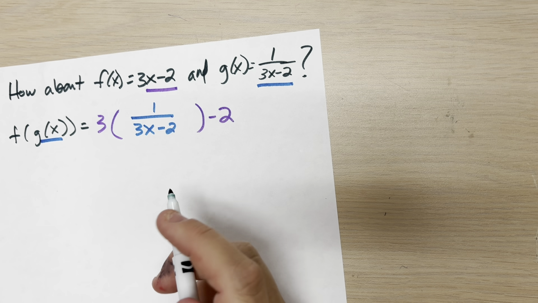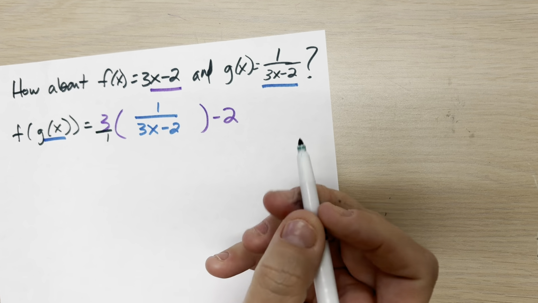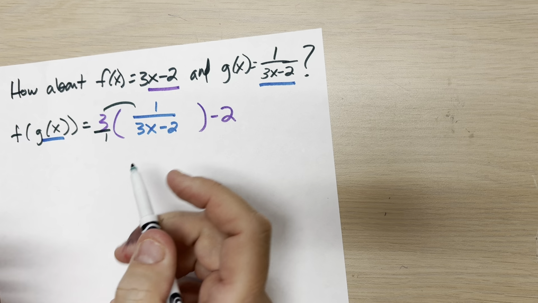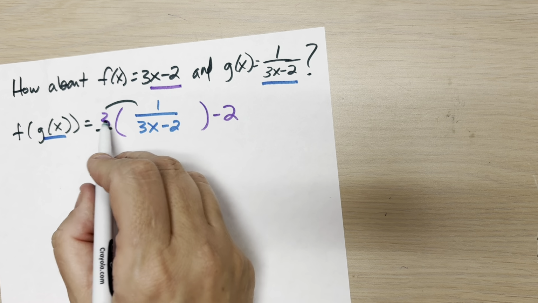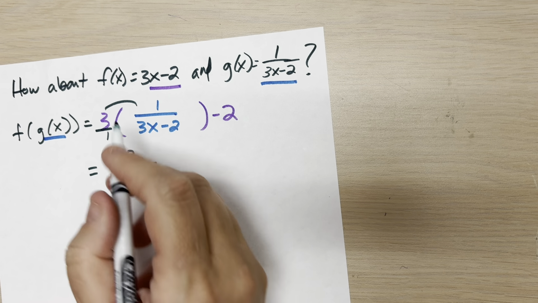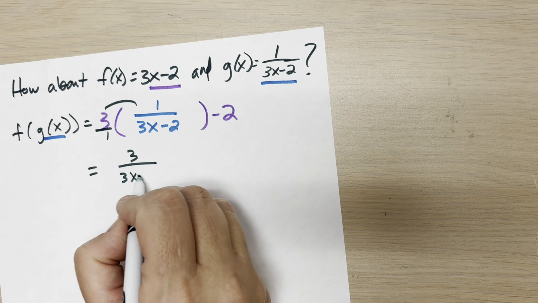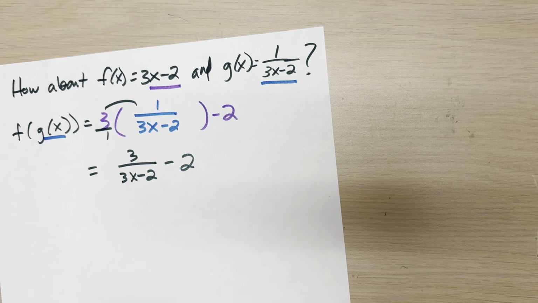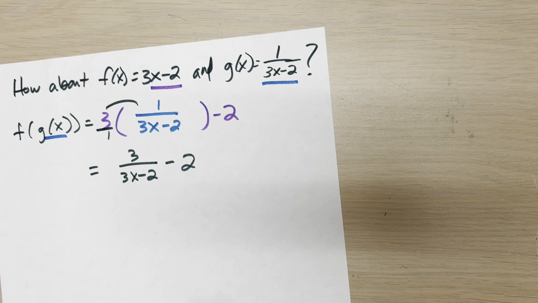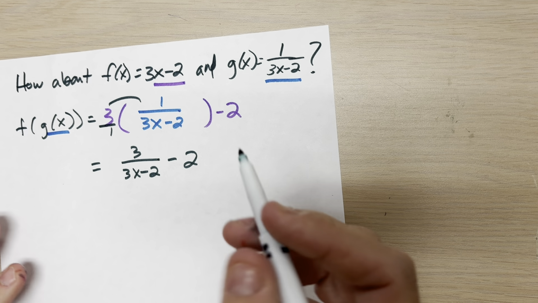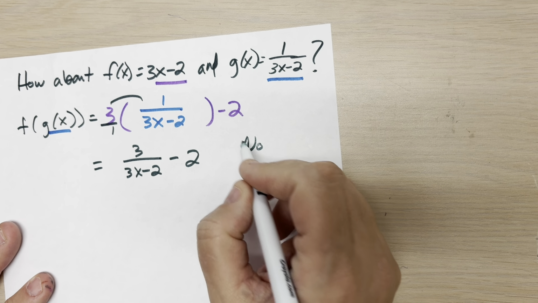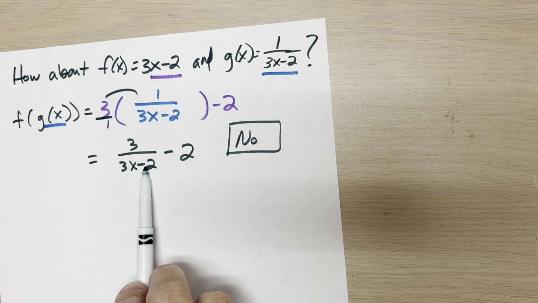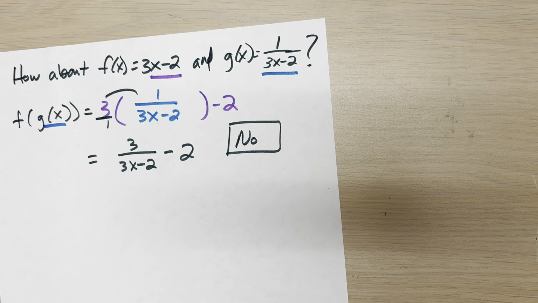Okay. Well, that's disgusting. Let's put it over 1 and just multiply. We're not really distributing anything in here. So 3 times 1 is 3. Down here, this is 3x minus 2, and that's minus 2. Yeah, there's no way this thing is going to give us x. So no, these are not inverses. So once you get to this point where either f of g of x is not x or g of f of x is not x, you can kind of stop and say, no, they're not inverses of each other.